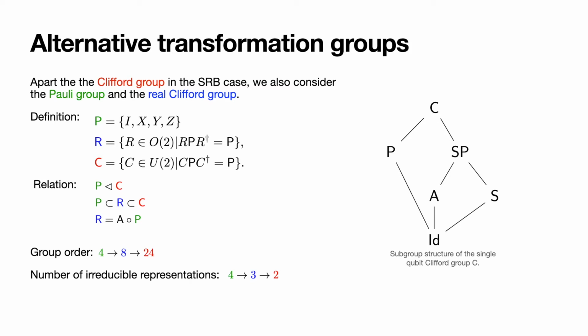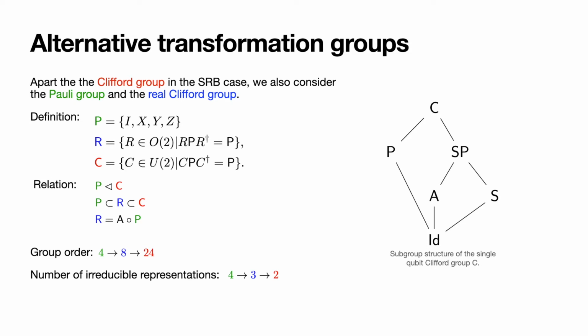The Pauli group is simply made of the four Pauli operators, I, X, Y, Z, while the real Clifford group and Clifford group are defined as the normalizer of the Pauli group, restricted to the real and the complex field. These three groups satisfy the following relations, as demonstrated in the group structure diagram here.